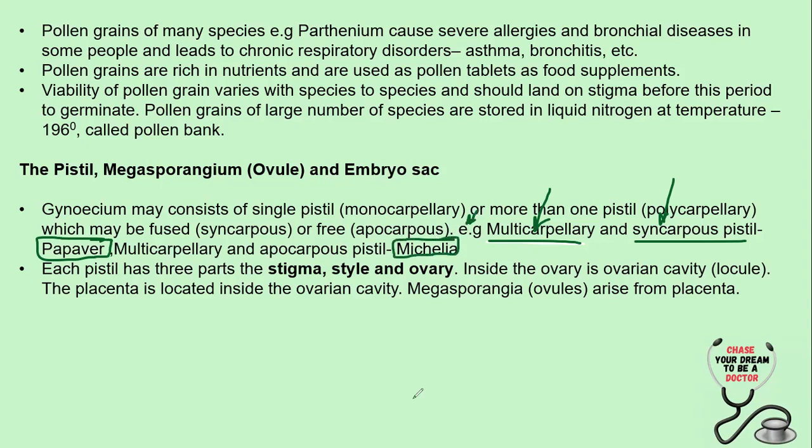In Michelia. Clear? And as I've already told you, every pistil consists of stigma, style, and ovary. That is the very first portion where the pollen grains land during the process of pollen-pistil interaction, which is actually the stigma. The long portion is the style, and the bulged portion is called the ovary. So stigma, style, and ovary. Inside the ovary, you are going to find what? The ovules as well. Clear?